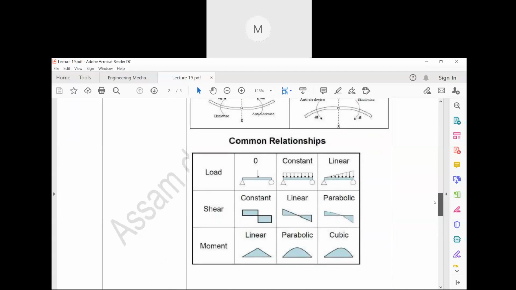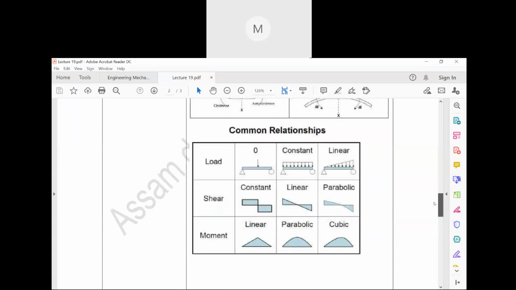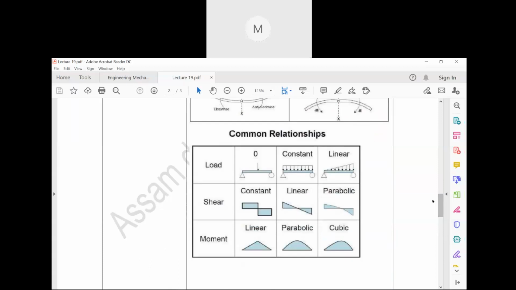Regarding these things, first of all, just remember what the various parameters are that are required to be considered. First of all, if you see here, there is load, there is shear, and there is moment, right? So what are these three things? First of all, load. Suppose the load is applied.